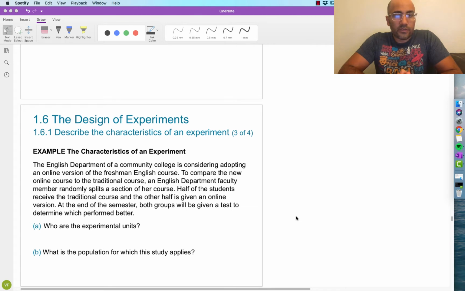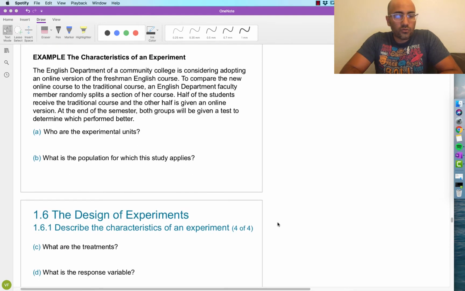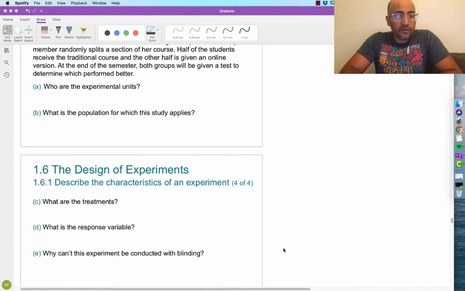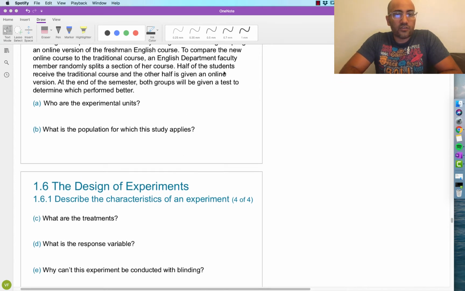Okay, so who are the experimental units? Well, clearly the students are the experimental units. What is the population for which the study applies? This would be her class. This experiment applies to her class. What are the treatments? We have two treatments in this situation. We have a traditional course, and the other treatment is the experimental course. What is the response variable? The response variable is the scores on the exam at the end to determine which of the treatments did better.